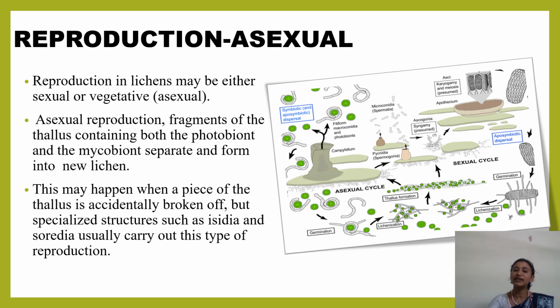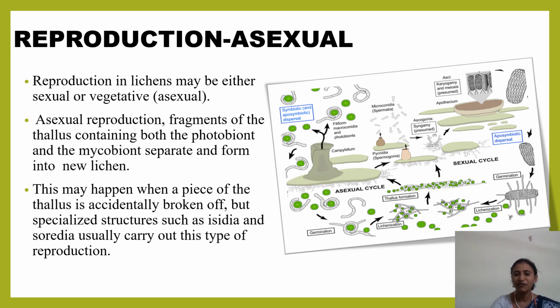So let's look at the reproduction process of lichen. Reproduction in lichen takes place by two major modes, sexual reproduction and asexual reproduction. In asexual reproduction, fragmentation plays a major role, where the thallus structure breaks down. The photobiont and the mycobiont separate and form new growth, new lichens. This may happen when a piece of thallus is accidentally broken, whether by man, animals, or nature.